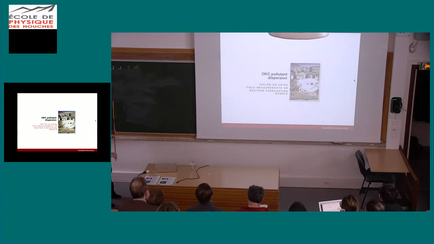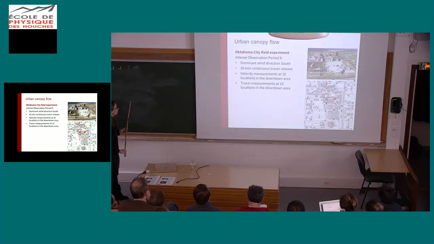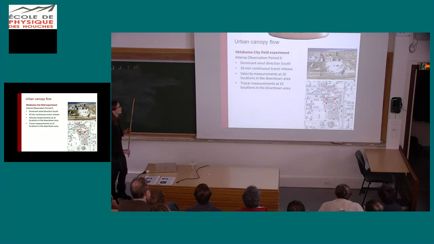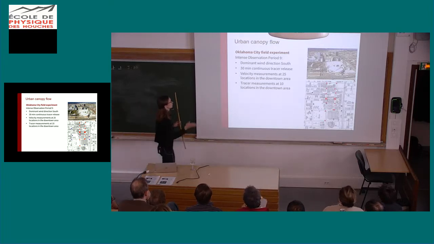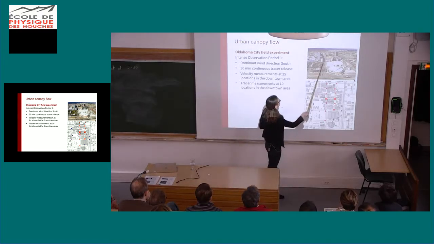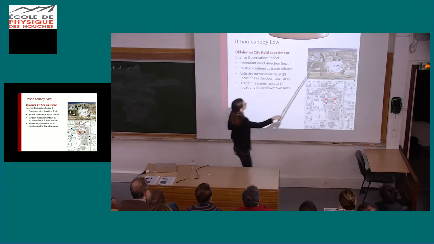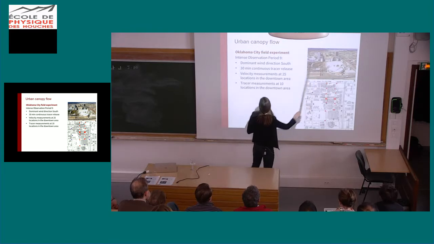Okay, so pollutant dispersion in Oklahoma City, and here we quantify uncertainties in the inflow boundary conditions using either field measurements or weather forecasting models. So we use this Joint Urban 2003 field experiment, and we look at one of the intense observation periods. So these were half-hour periods where they did more dense measurements. We have a dominant wind direction from the south, so that's in this direction in this plot. And there was a 30-minute continuous tracer release, like in the downtown area, somewhere in that area here.